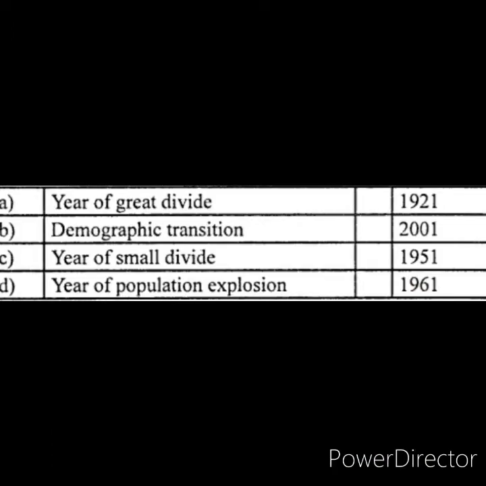In 1961, the population of India again started to increase, so 1961 is known as the year of population explosion. The 2011 census reveals growth of the youth population. It is described as demographic transition.